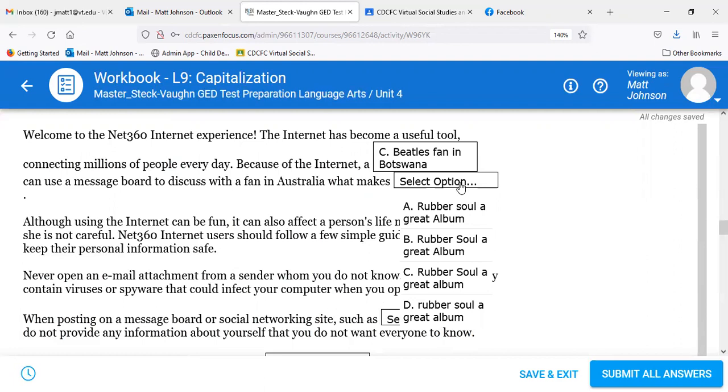C. Rubber Soul, a great album. Rubber Soul's a creative work. That's the only specific thing in that little phrase there. A great album, nothing specific there. So Rubber Soul is going to be capitalized. Let's click C.